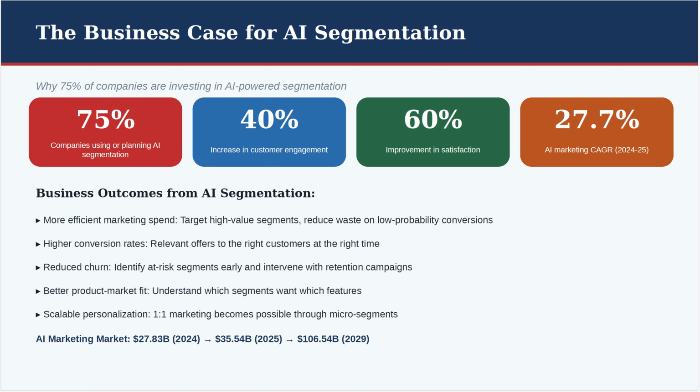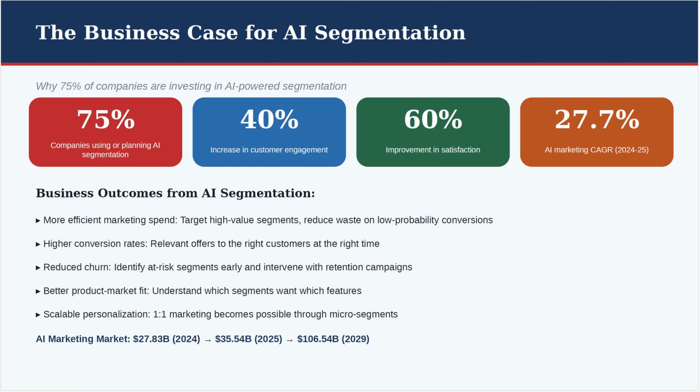Now let's have a look at some business case for AI segmentation. 75% of the companies are using or planning AI segmentation, 40% increase in customer engagement, 60% in satisfaction, and 27.7% AI marketing is the growth, which is about 28% year on year. So this is one of the fastest growing areas in marketing technology.